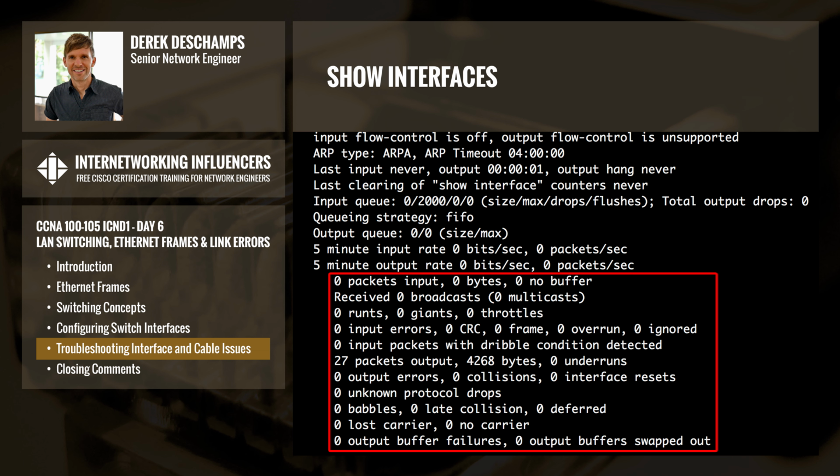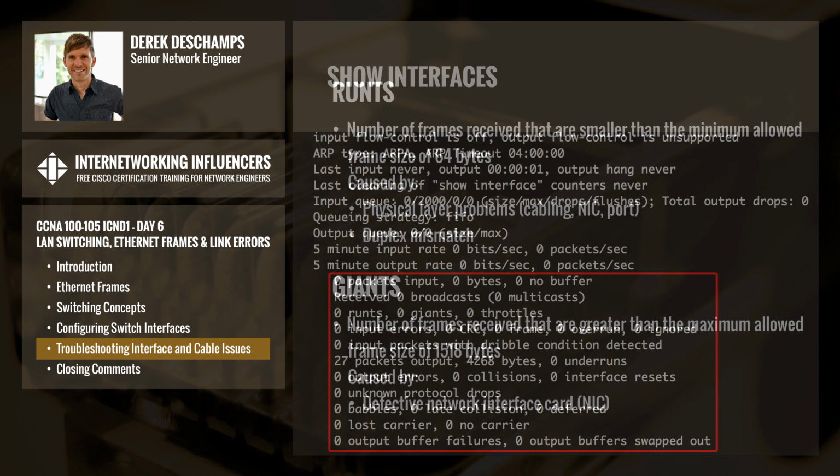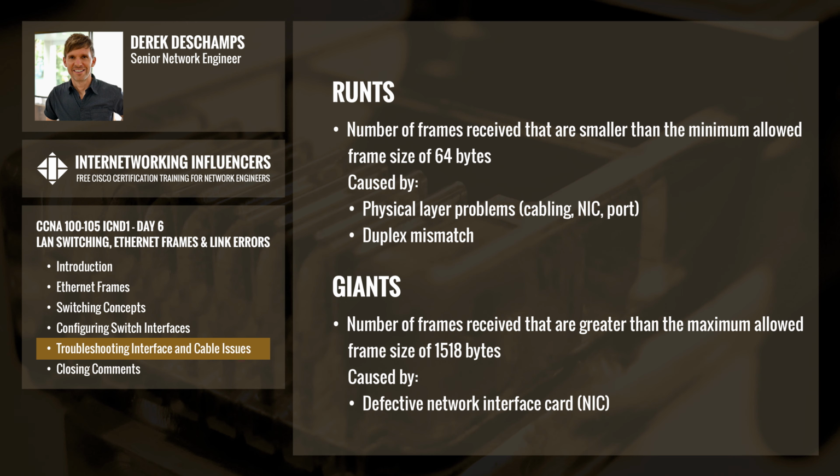The show interfaces command also displays several counters that can be used for troubleshooting, several of which you should be familiar with for the exam. Runts are the number of frames received that are smaller than the minimum allowed frame size of 64 bytes. Runts can be caused by physical layer problems such as cabling, NIC, or port issues, or a duplex mismatch.